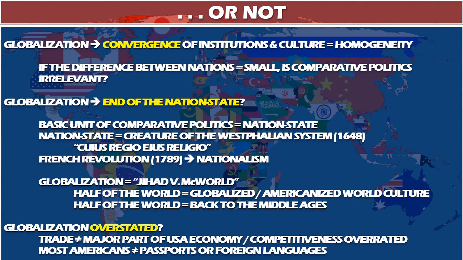And this idea of nationalism, the idea that every nation should get its own government, is really something that only started with the French Revolution just over 200 years ago. So in globalization, you're seeing two things. As I said before, jihad versus Mac world. Half the world is becoming very globalized, and another way of saying that is becoming Americanized, and there's really a sharing of one large world culture, which basically is similar through most countries. And the other half of the world is going back to the Middle Ages or becoming more local.